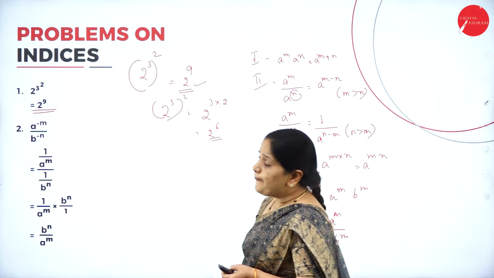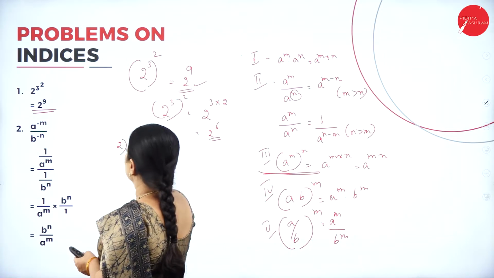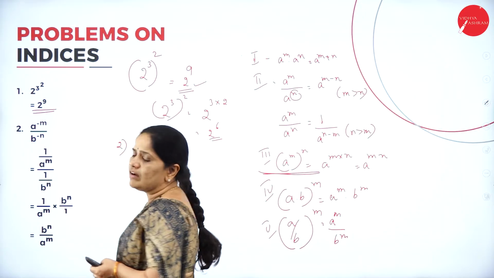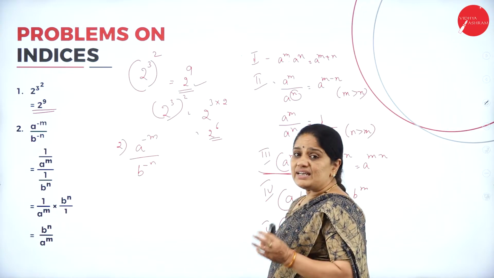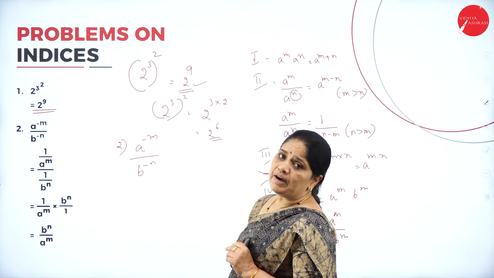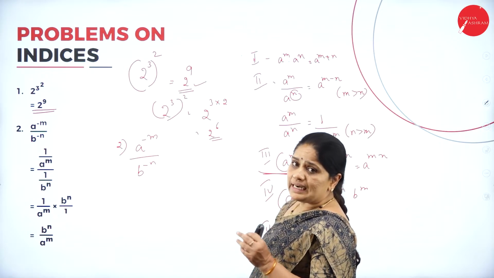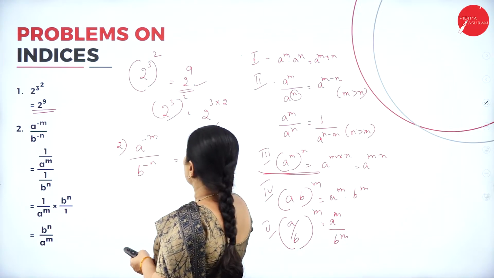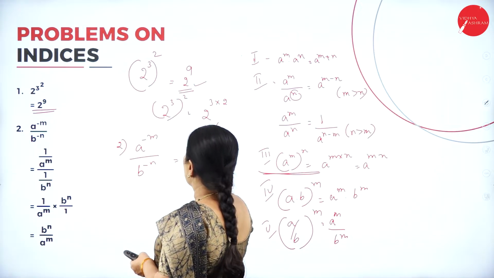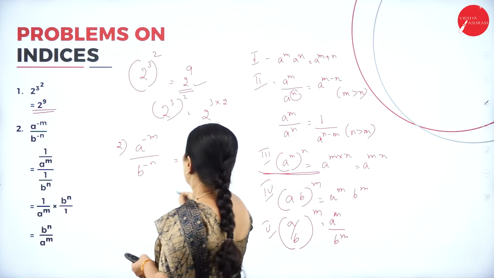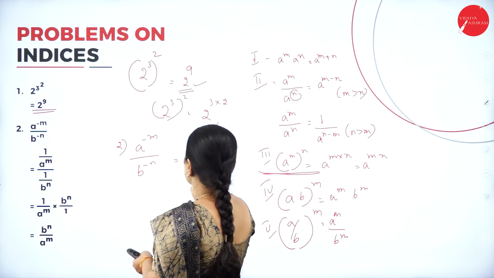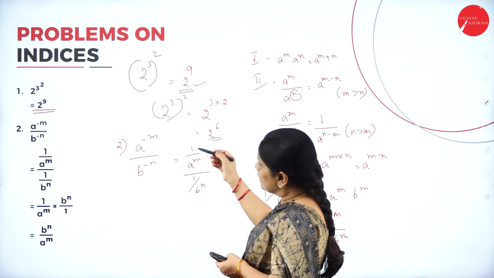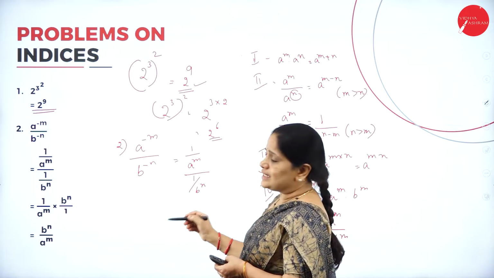Now, in this next problem, it is written a to the power of minus m by b to the power of minus n. See, whenever there is a negative sign in the power, it is safe for us to write it as a fraction. So, what I am writing is, a to the power of minus m, I can write it as 1 by a to the power m. Now, b to the power of minus n is 1 by b to the power of n.